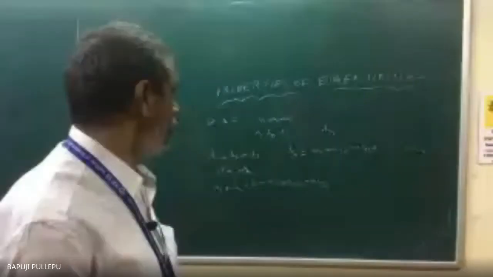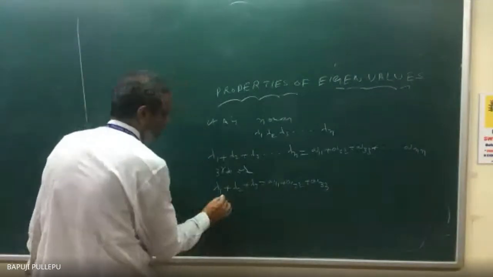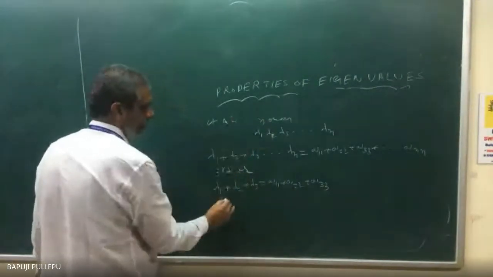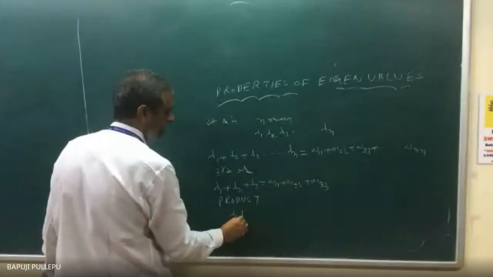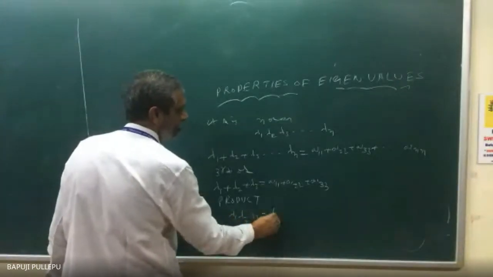The product of the eigenvalues is what? I'm considering third order only; nth order we can forget about it. Lambda 1 times lambda 2 times lambda 3 is equal to the determinant of A.